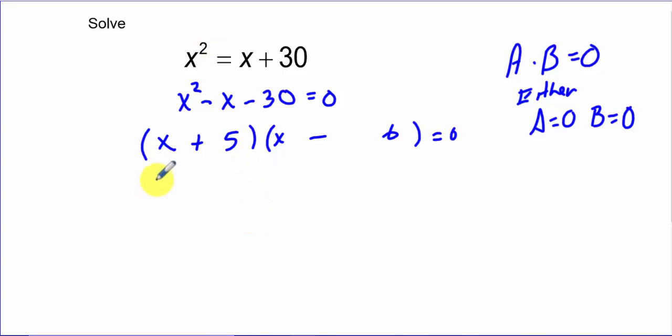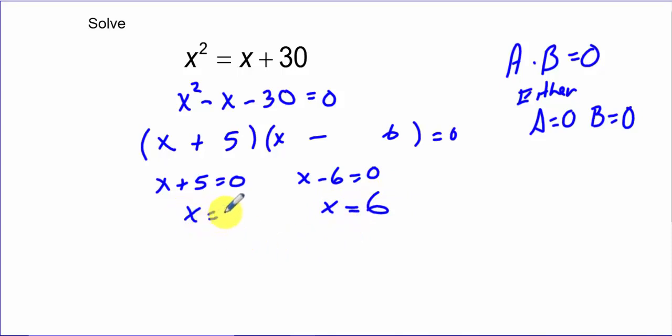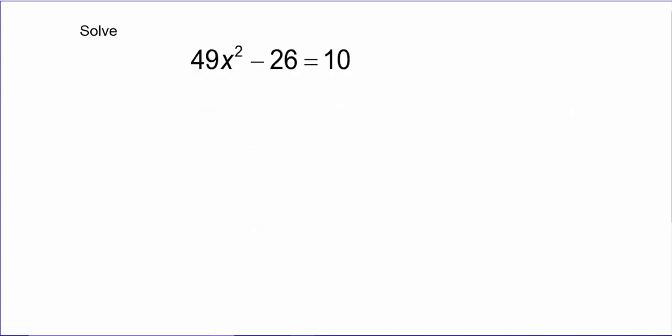So anyways, I'll do this one time and one time only. x plus 5 equals 0, x minus 6 equals 0, and x equals 6, and x equals negative 5. Problem done.